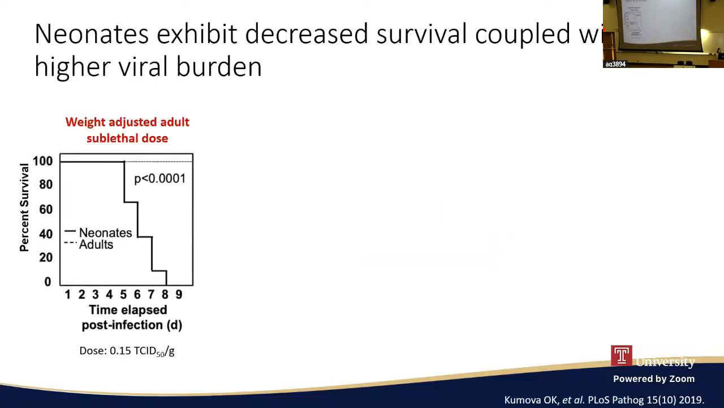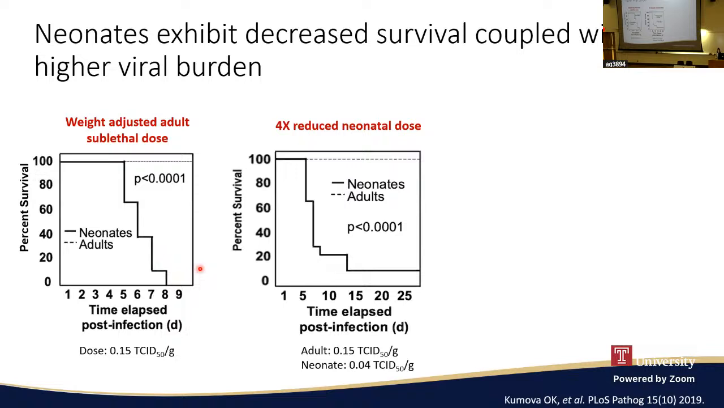Now, when we infect our neonates with an adult sublethal dose, weight adjusted on a per gram basis, you can see that all the neonates, which are shown by the solid black line, let me get a point, right here, all succumb to infection by 8 days post-infection. Even when we reduce the dose, so now the neonates are receiving 4 times less virus on a per gram basis, we still see significant mortality during the first week post-infection.